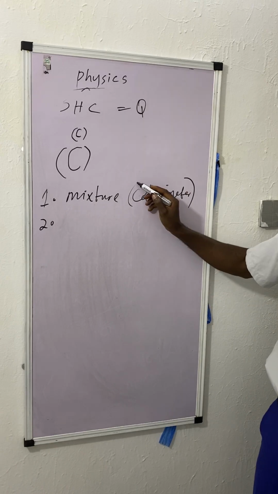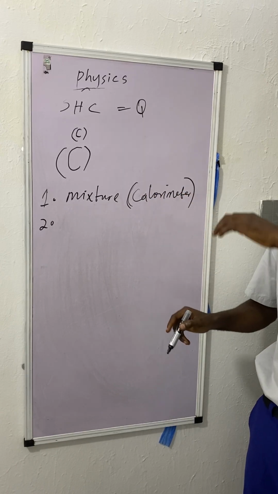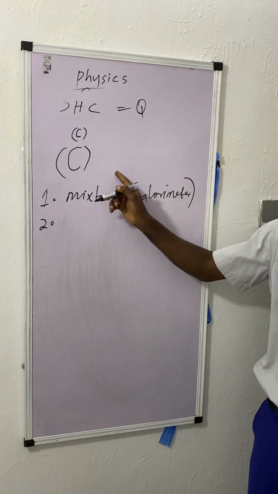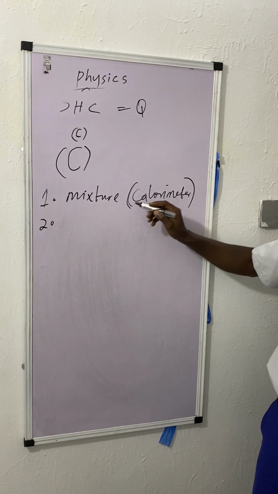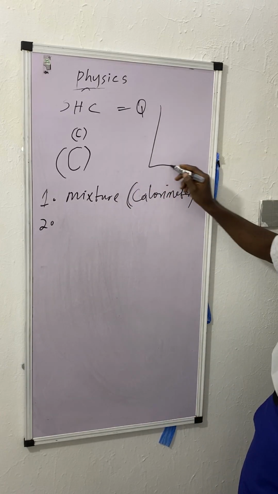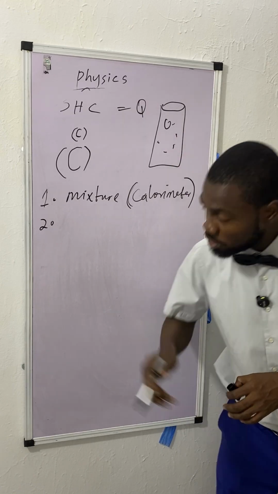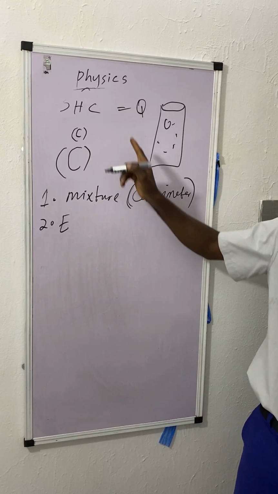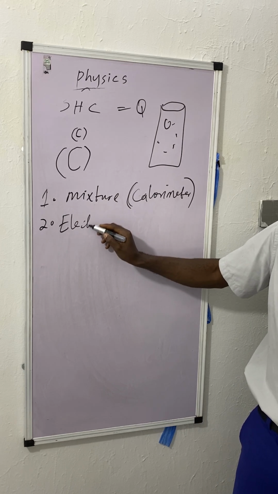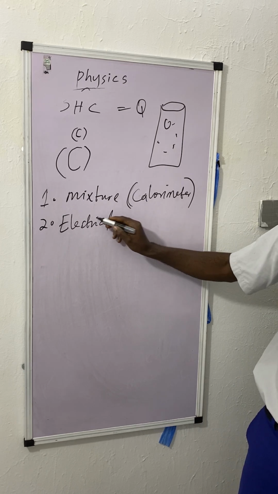All right, calorimeter. This is a device used to measure heat capacity and specific heat capacity. We use a calorimeter to measure it. It's a flask where you have the hot and cold substances in it. We also have the electrical method to determine heat capacity and specific heat capacity.